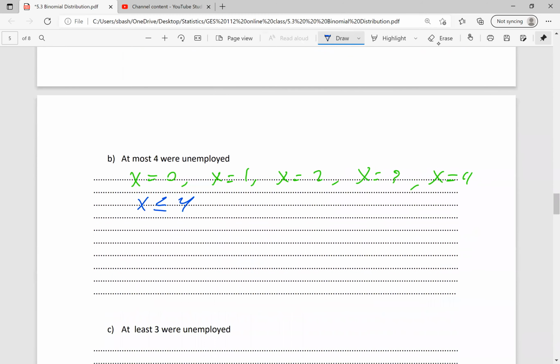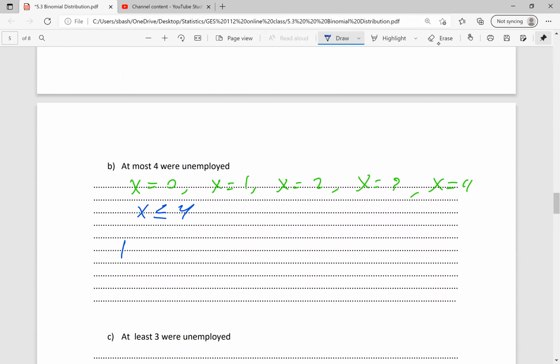And we need to find P of x less than or equal to 4. It means I have to find the probability of x equal to 0, x equal to 1, x equal to 2, x equal to 3, x equal to 4, and add all of them. Or I will use the complement. The complement is 1 minus P of 5.